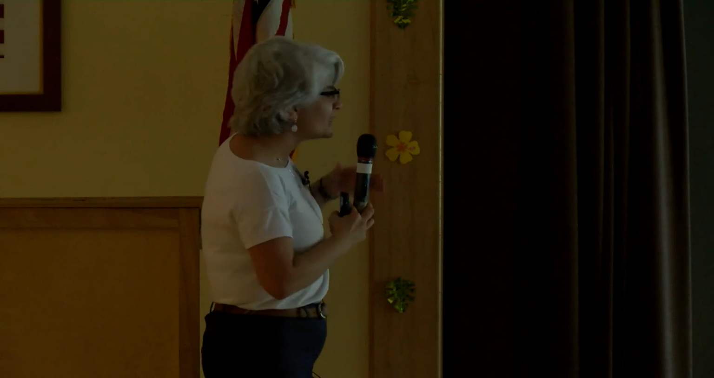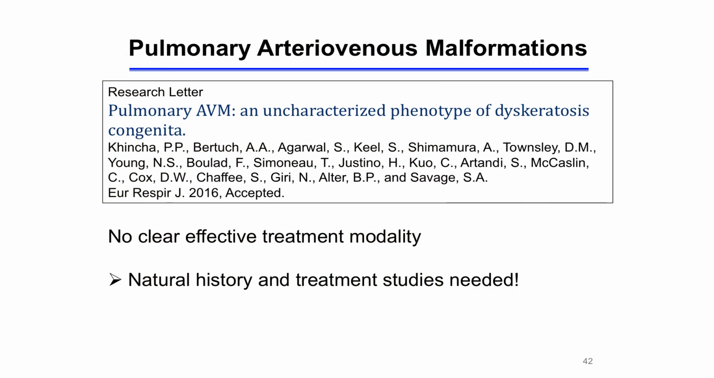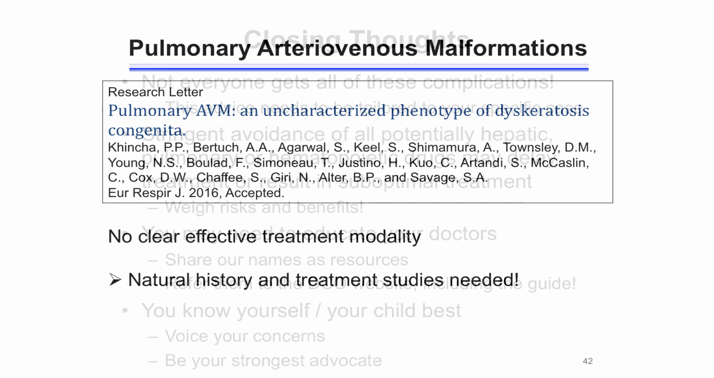So with these patients, what we know now is that, at least among treatments that have been tried, there hasn't been any effective therapy identified to date. Again, these are individuals at individual institutions trying to think about what might be an effective treatment. This is an area where we really have to understand better the natural history and come up with treatment studies to see if we can help the course of this complication of DC.